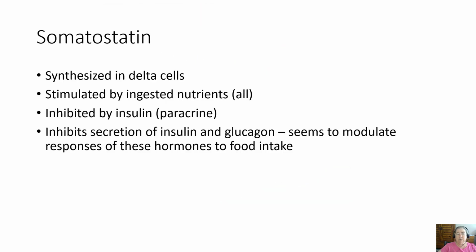I'm going to just briefly talk about somatostatin, which is synthesized in the delta cells of the pancreatic islet. Anything we eat, anything we ingest, triggers the release of somatostatin. But when insulin is being released locally by beta cells, it functions as a paracrine and inhibits the release of somatostatin. And somatostatin inhibits the secretion of both insulin and glucagon.